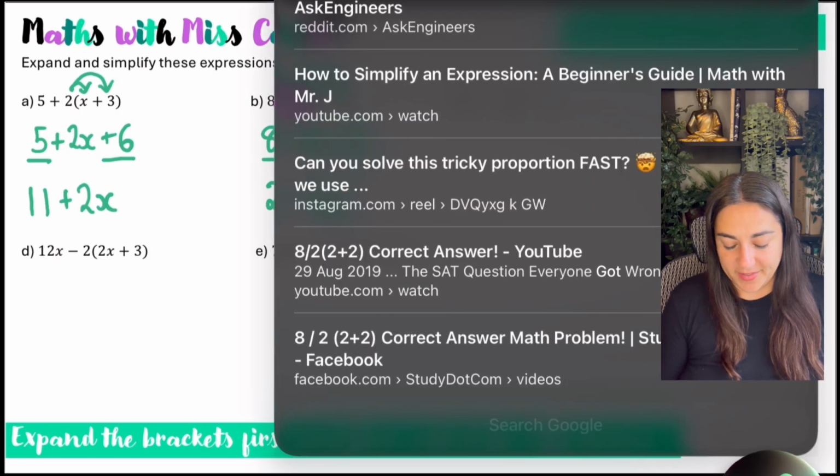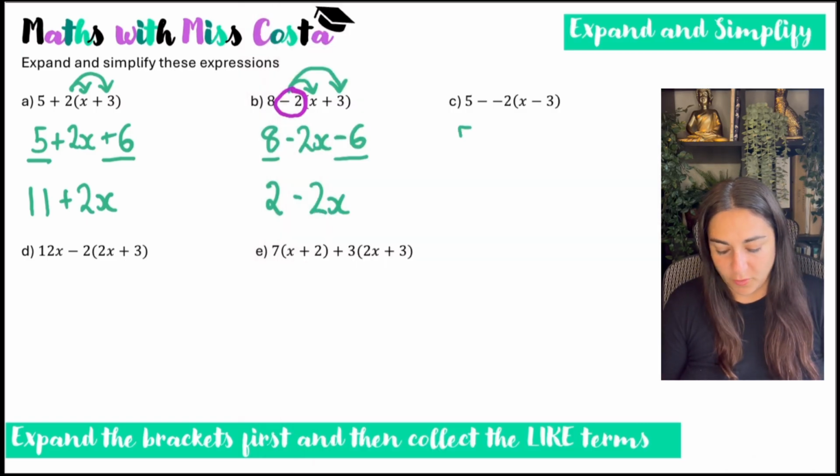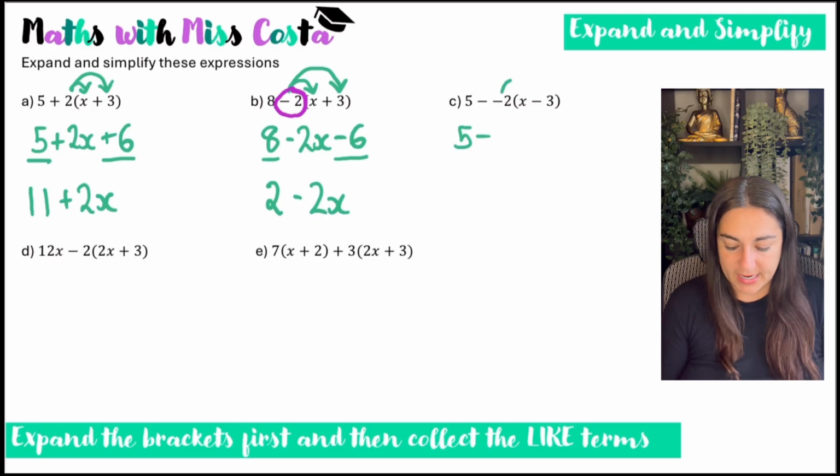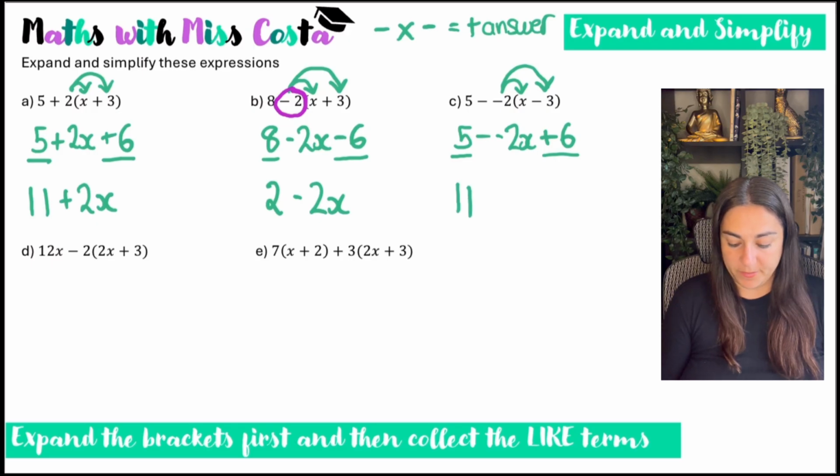Okay, next, another slightly tricky one. So we've got 5 minus, and then we've got minus 2x. So that would be minus 2x. And then we've got minus 2 times by minus 3. So that's going to be plus 6. Remember, a negative times by a negative is going to give you a positive answer. So you've got 5 plus 6, which is 11. And then we've got minus 2x.